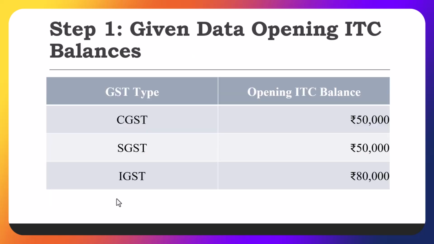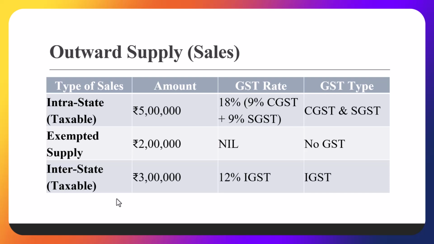So this is the first step, which is we have been given the opening balances. Now this is given in the question. So he has an opening balance of CGST of 50,000, SGST of 50,000, and IGST of 80,000, which is given in the question. Now, output supplies, the sales are also given.